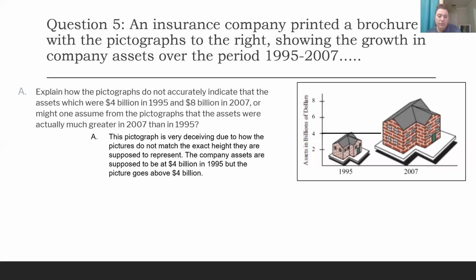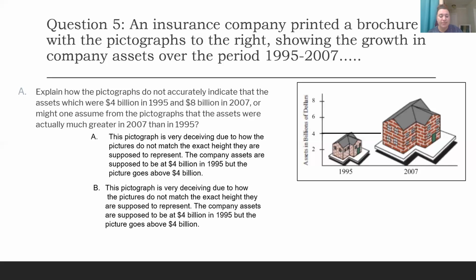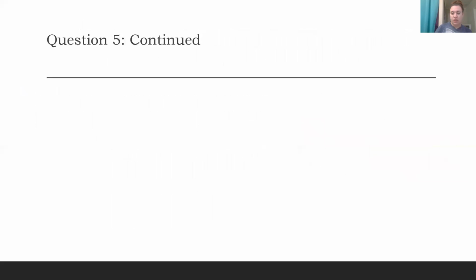Now, if you look at 2007, 2007 is actually supposed to be 8 billion. So if 2007 is supposed to be 8 billion, you look closely here, it's not accurate either. It's actually way over the line here than it was down here at the 4 billion. So this is why this pictograph is very deceiving. It's not accurate at all. So that could be an issue.